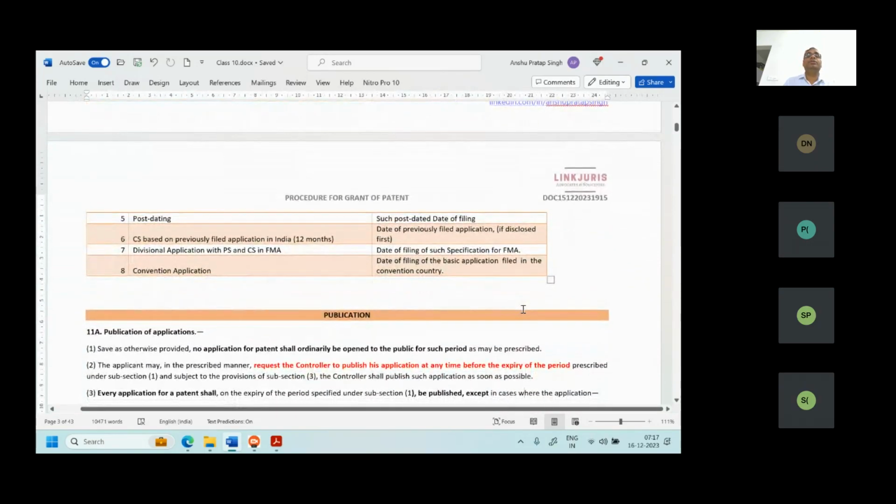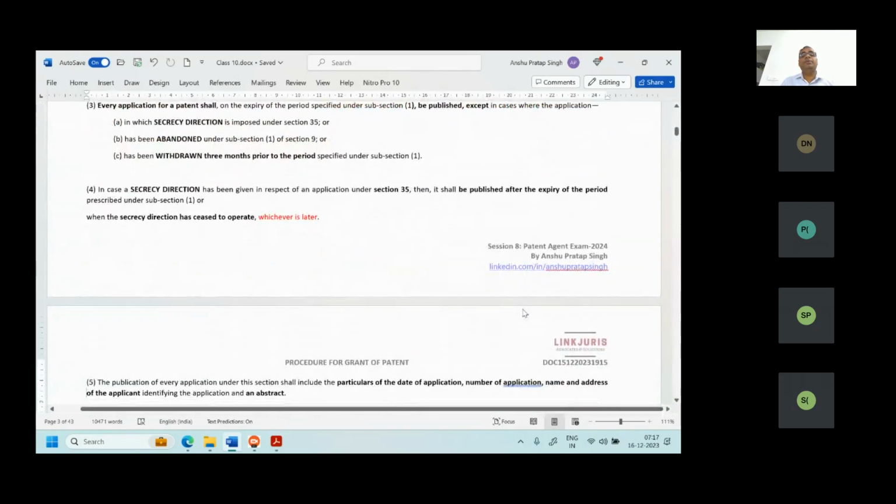Then comes post dating. In the event of post dating, the date of filing which has been post dated will be considered as the priority date. If it is your divisional application with PS and CS, it is FMA, that is the first mentioned application. In a divisional application, the date of filing of FMA works as the priority date. If it is a convention application, the date of filing of the base application will be considered as the priority date. Okay.